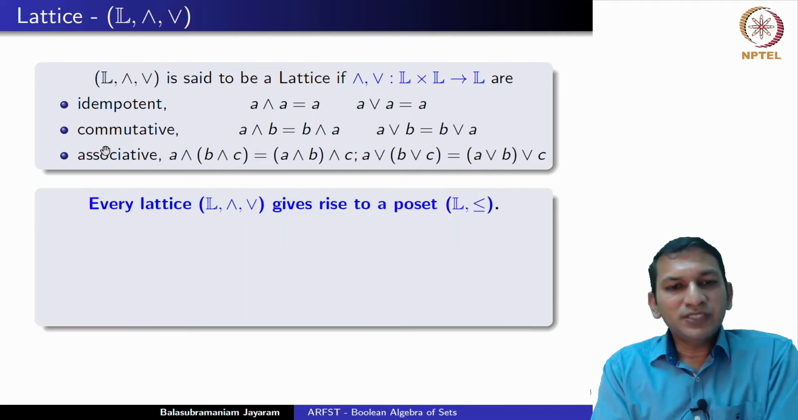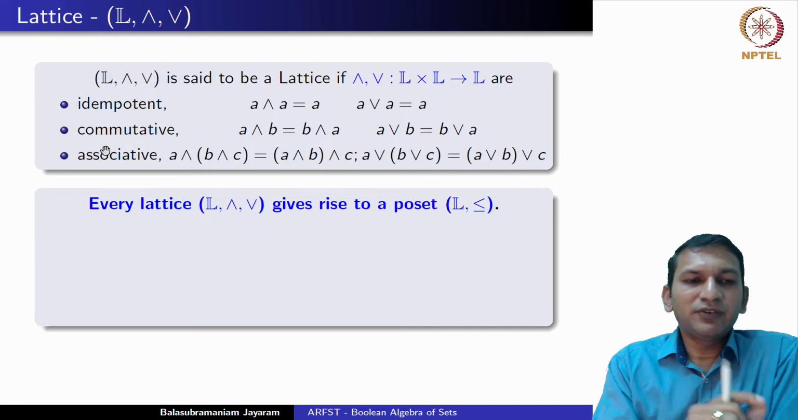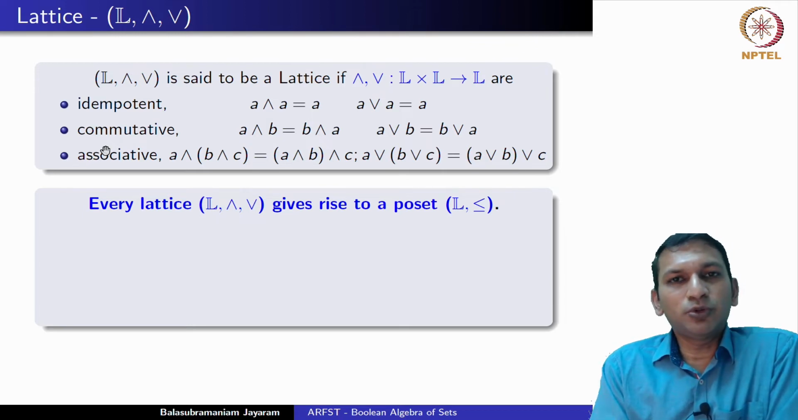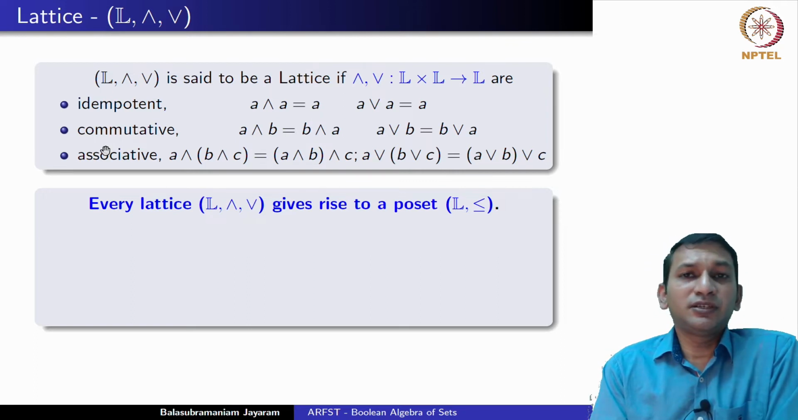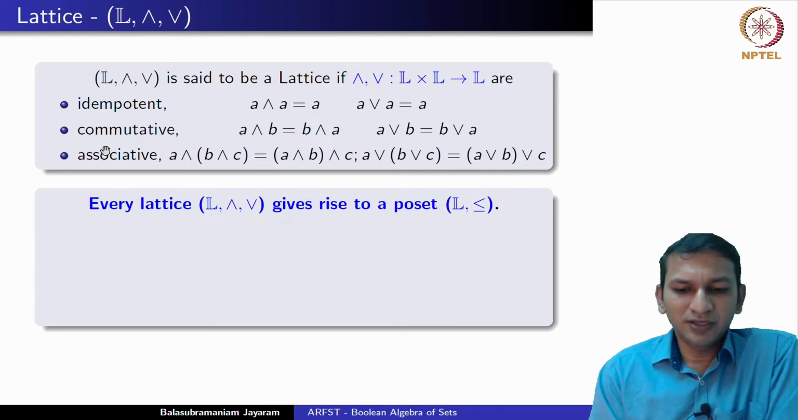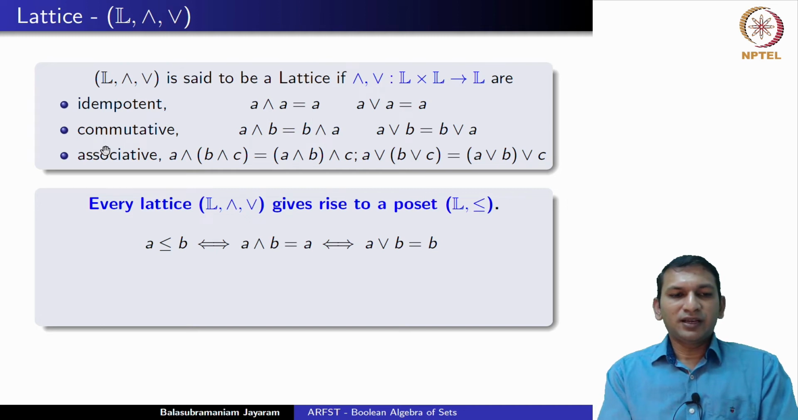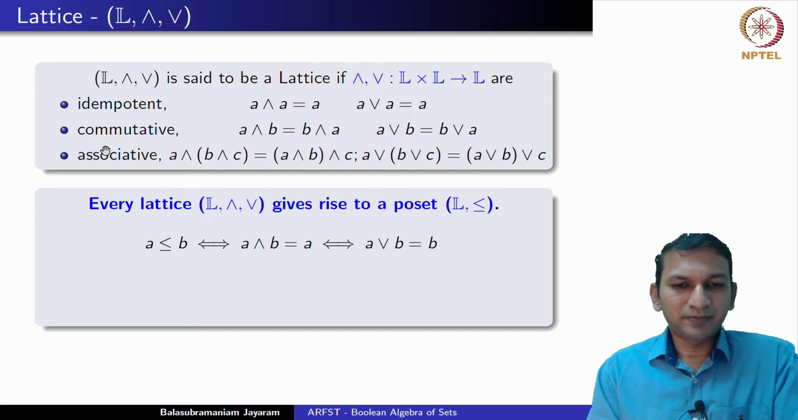Well, we have seen lattice from an order theoretic perspective. Now, we have defined it as an algebra. Is there a relationship between these two? In fact, it can be shown that every lattice gives rise to a poset. That means on the set L, we can define a binary relation, which turns out to be a partial order relation. How do we define this? This is how we define a partial order relation on the set L.